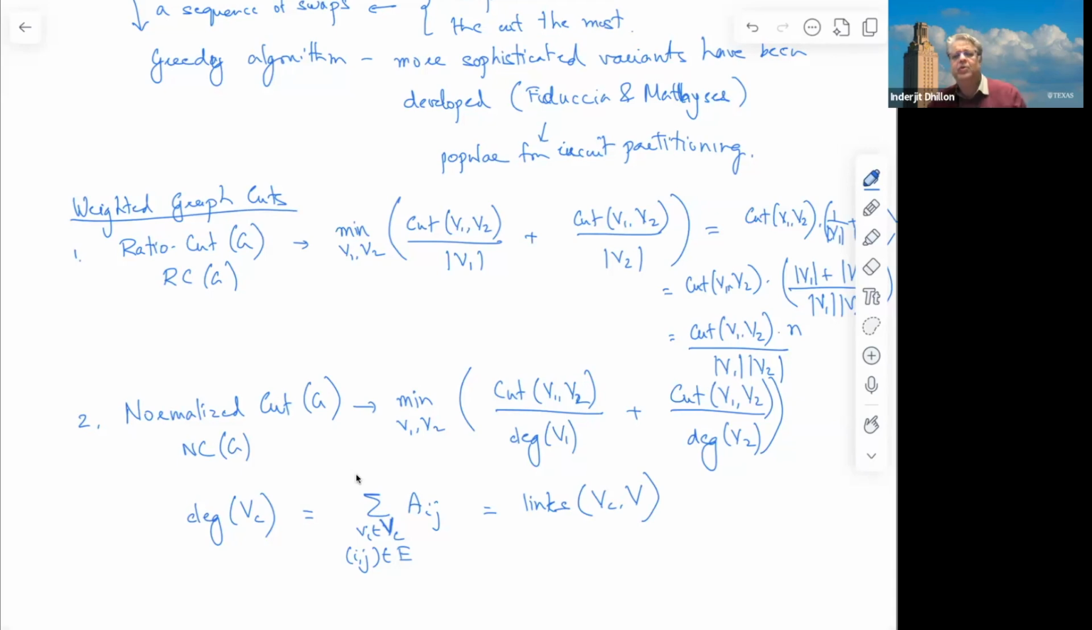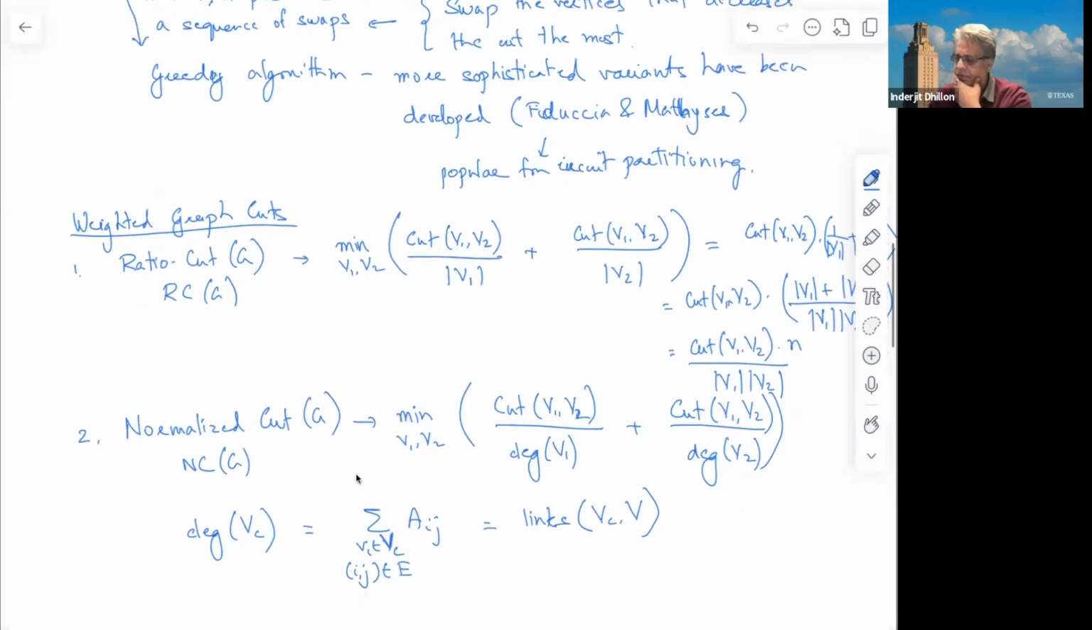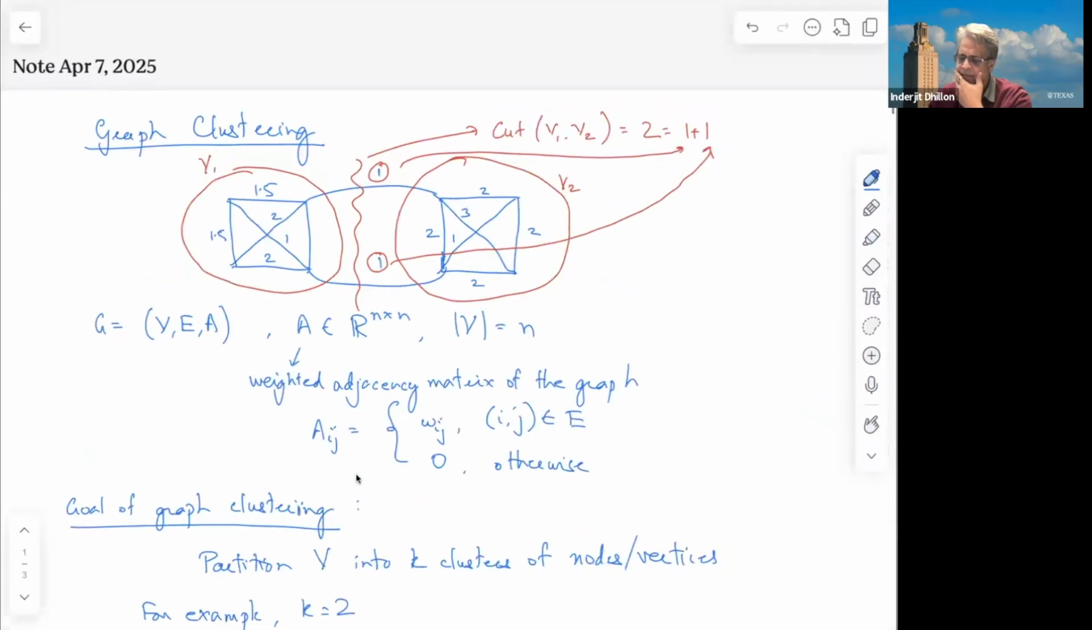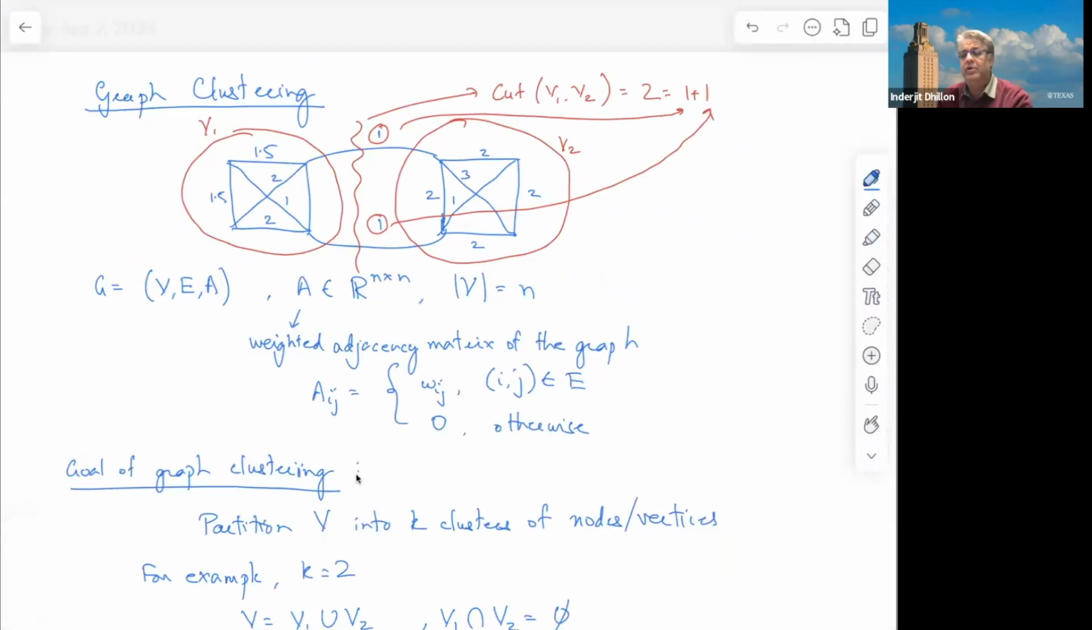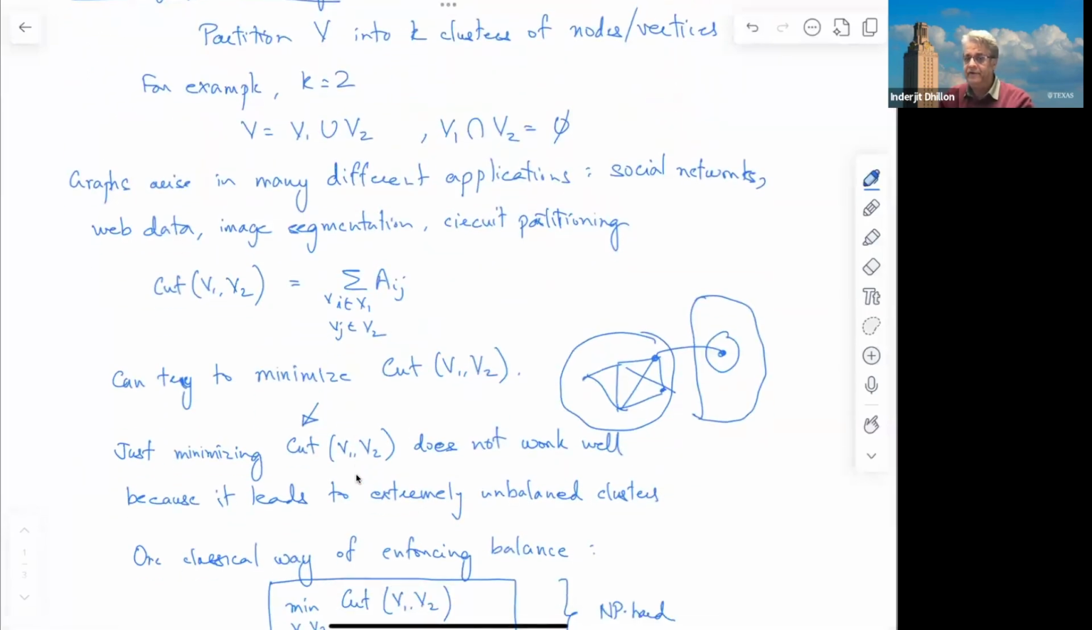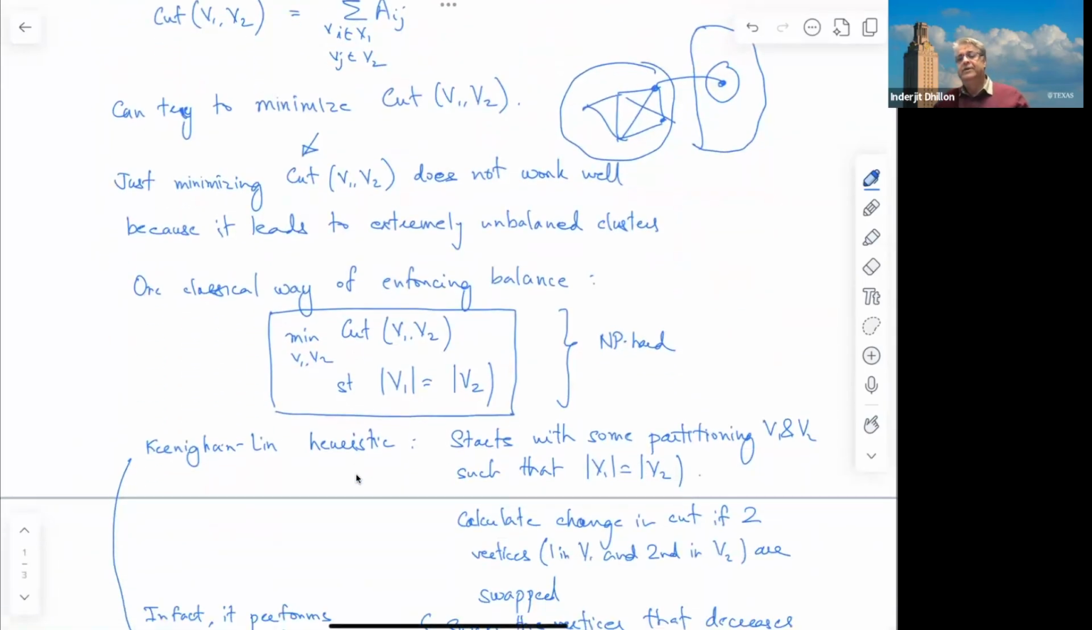So I've gone through actually quite a bit. Any questions? Maybe I'll just review it. We started off saying what is a good criterion for graph clustering. We said, okay, cut seems like a reasonable thing to do, so we want to try and minimize the cut. But if we just minimize the cut, we can actually get very unbalanced clusters. So one extreme way of enforcing balance is to enforce that the vertex sets or the clusters are exactly the same in size.